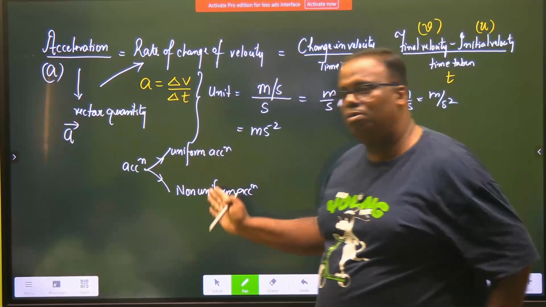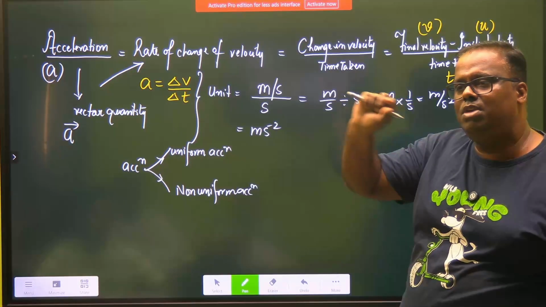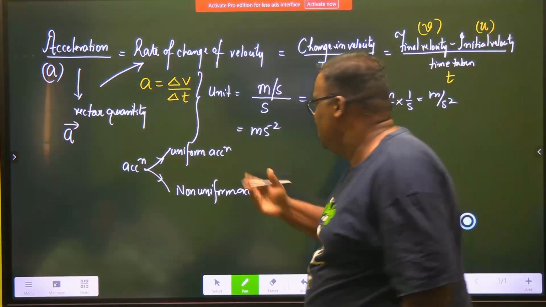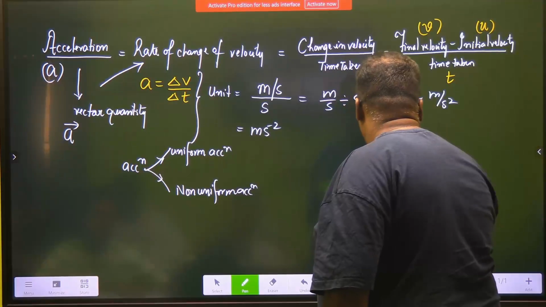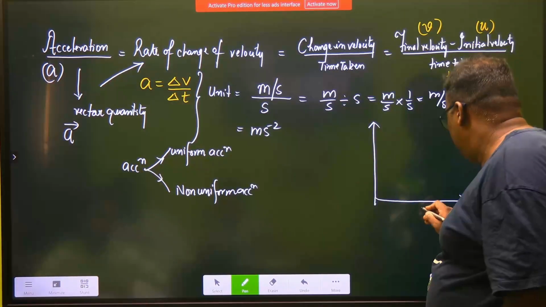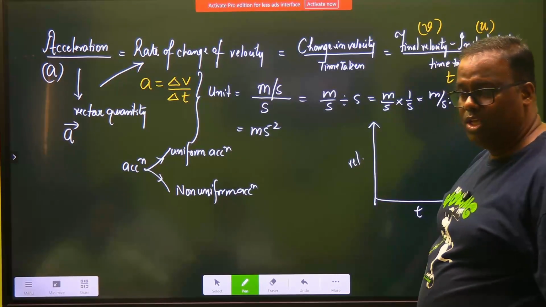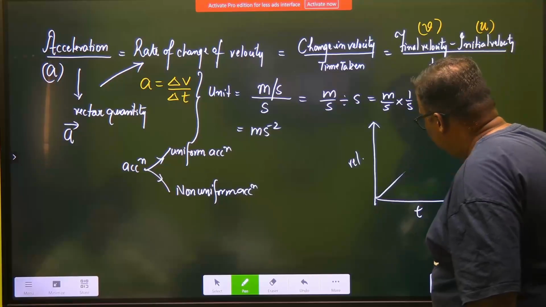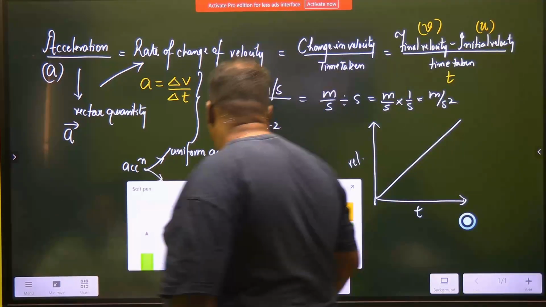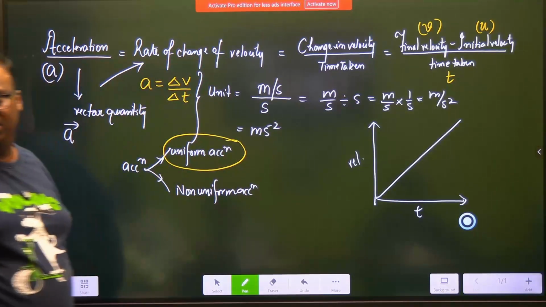Acceleration can be uniform or non-uniform. Uniform acceleration means the rate of change of velocity remains constant. If you plot all these graphs, we will be visiting a lot. If you plot a graph between t versus velocity, and your acceleration is uniform, you'll get a straight line. In grade 9, everything that you would be studying will all be uniform acceleration.